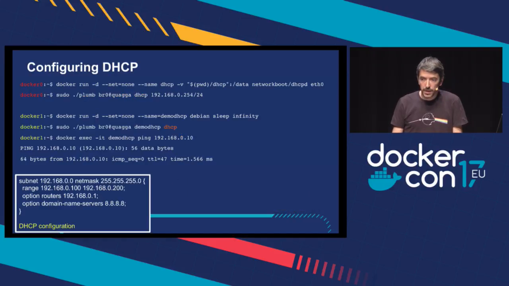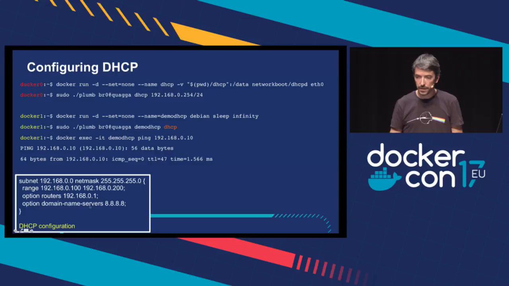So the way we're going to do it is we're going to start a container with a standard DHCP image, and we're going to attach it to our network. And then we're going to start another container. Yes, it's the DHCP one there in orange, where I used to have an IP address. And so now it should get DHCP information from the DHCP server.